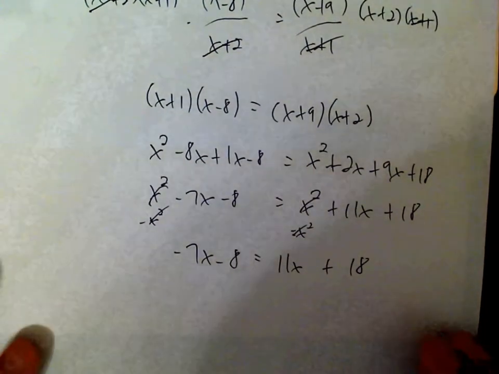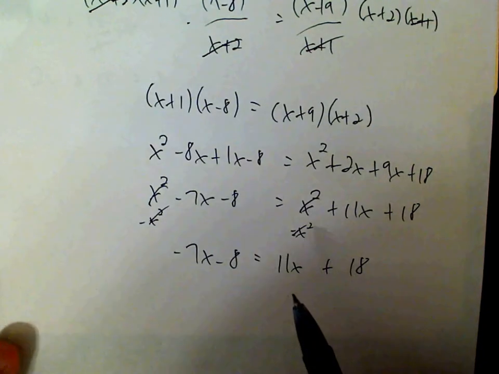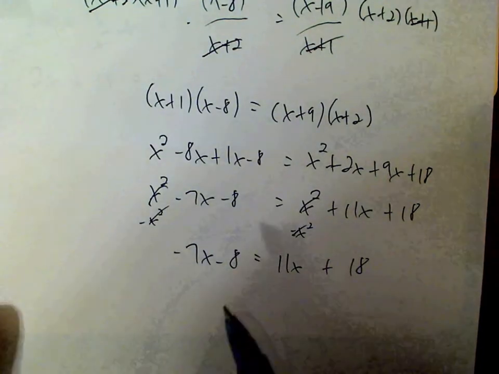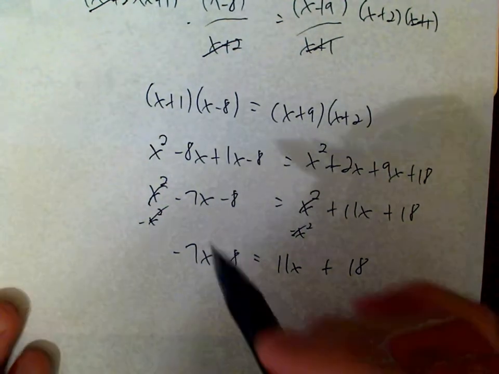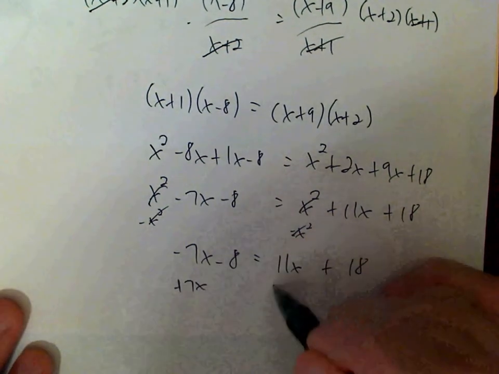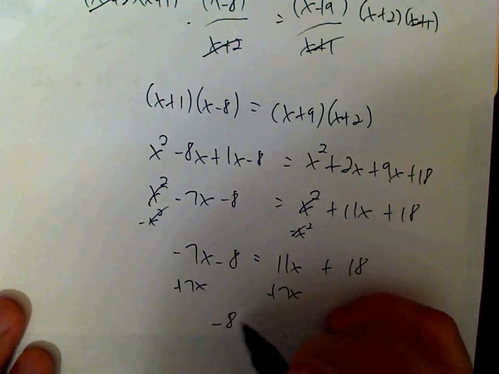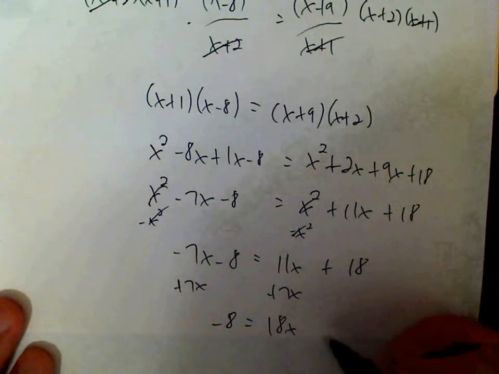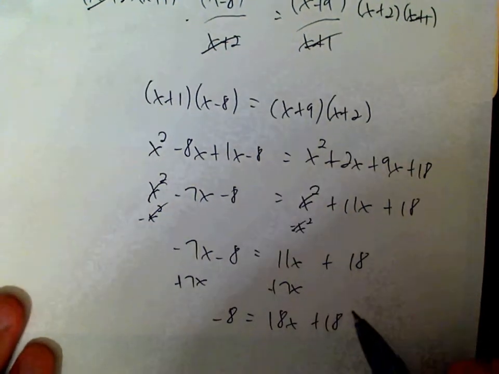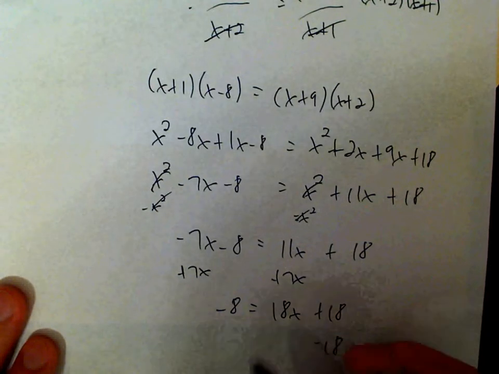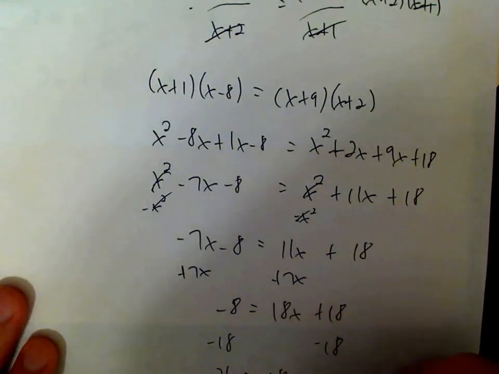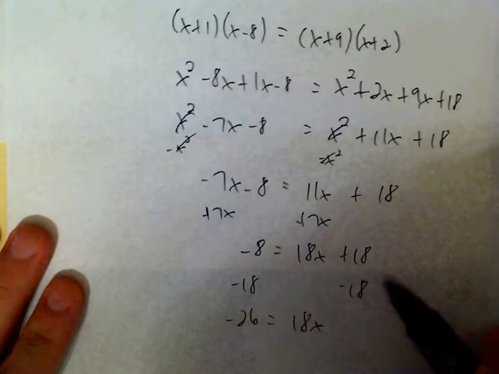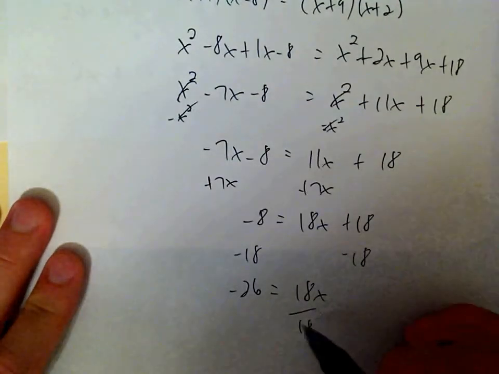So let's solve these like I normally do, or like you normally do. I always start with the x terms, and I always start with the smaller one, which in this case is a negative 7x. I'm going to add 7x to both sides. And then I'm going to subtract the 18 to isolate the x term. And then I'm going to divide both sides by 18 to isolate x.